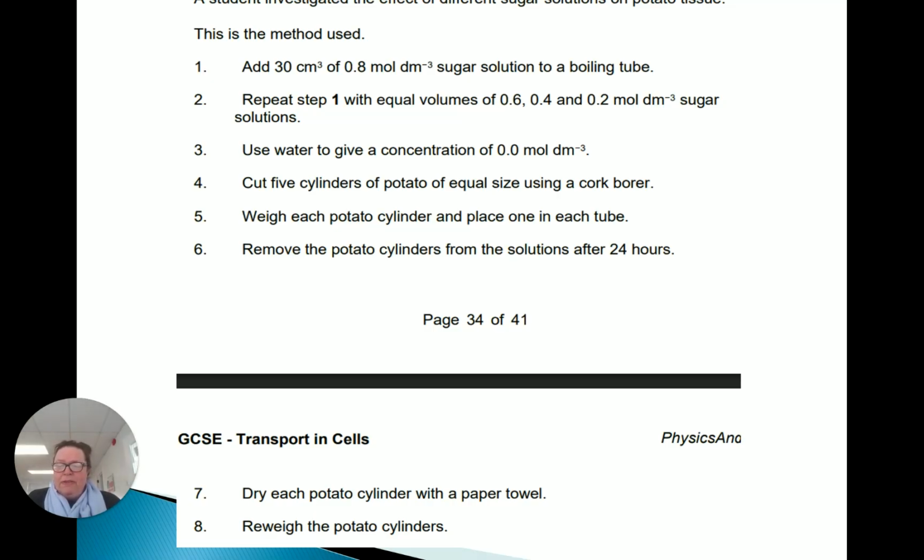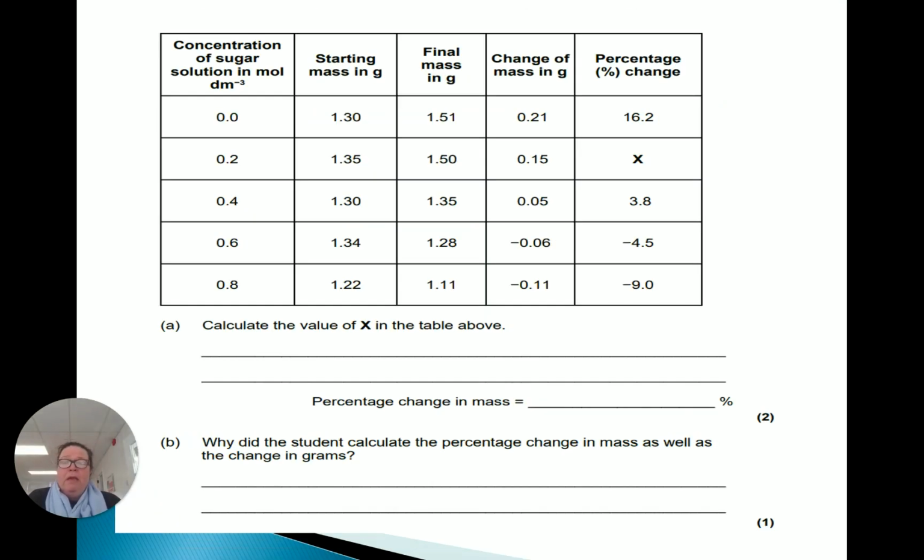So this is very, very similar to the other question. We've got sugar solutions and it's potato. We've got 0.8 molar, 0.6, 0.4, 0.2 and a 0 molar. 5 potato cylinders. We're going to weigh them, leave them for 24 hours, reweigh the potato cylinders. So dry them, then reweigh them. So standard method. Let's have a look at the question.